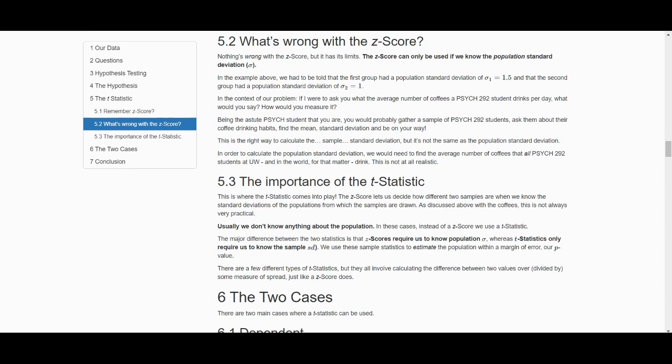This is where the t-statistic comes into play. So the z-score lets us decide how different two samples are when we know the standard deviations of the populations. But as discussed above with the coffees, this isn't always very practical.